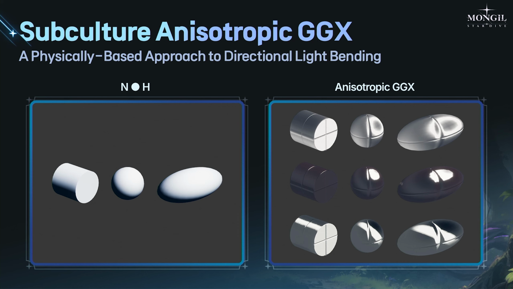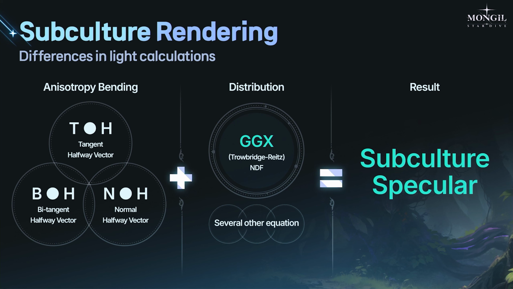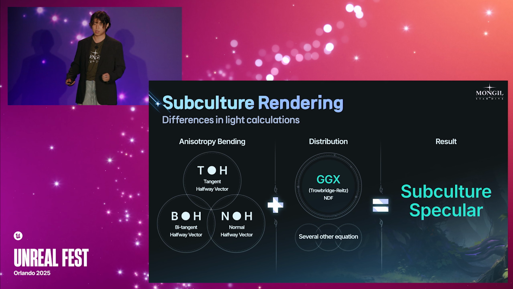The standard n.h equation will only present typical, not interesting results in reflection. But modified GGX can perform various different shapes, and by combining more equations, I could achieve more divergence in specular reflections. So, subculture anisotropic GGX calculation is formed with anisotropic bending distortion, plus normal distribution equations, and so on. By combining those values smoothly, I could achieve the result I wanted.